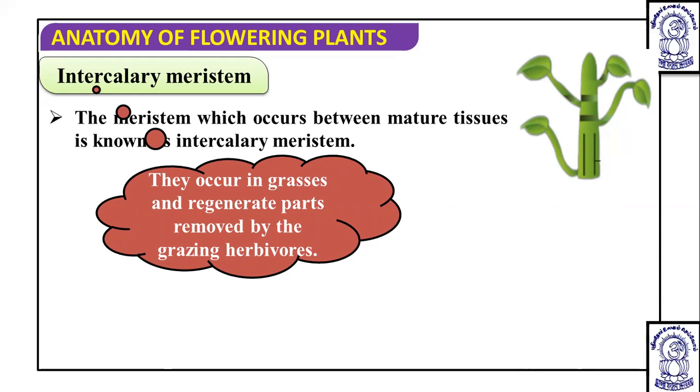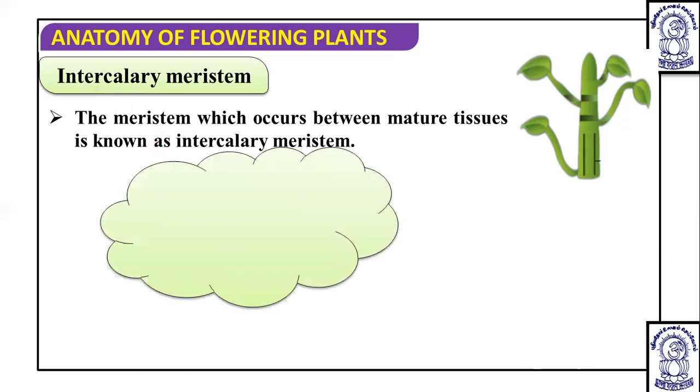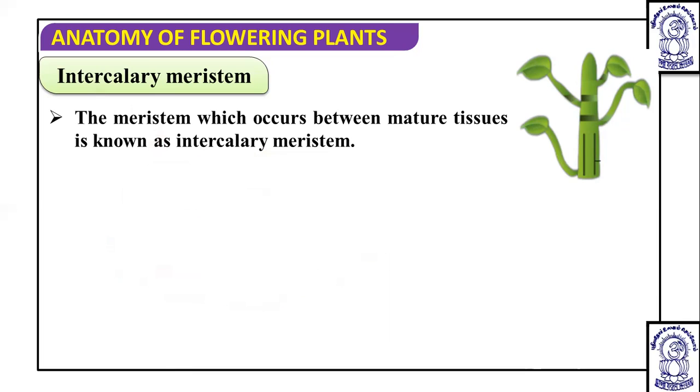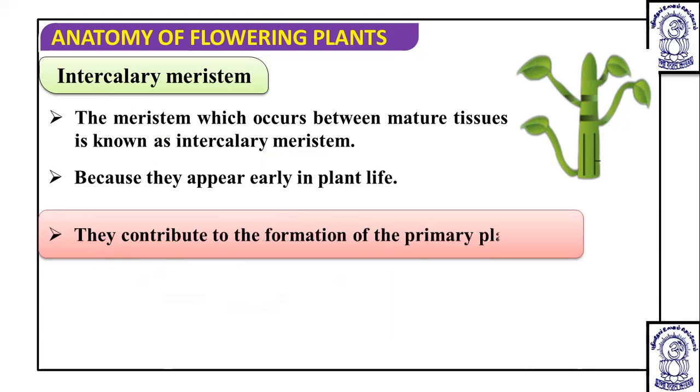So if some grazing herbivores eat the apex of leaves, especially grasses, in grasses the regeneration is observed. Why? Because some meristem which are located between the permanent tissue or mature tissue, like intercalary meristem, help to regenerate the plant part removed by the grazing herbivores. Both apical meristem and this intercalary meristem are primary meristem. Actually, both are primary meristem. Okay, means they are helping the primary growth. They are helping in the lengthwise growth. Because they appear early in plant life, they are known as what? Primary tissue. They contribute to the formation of the primary plant body.